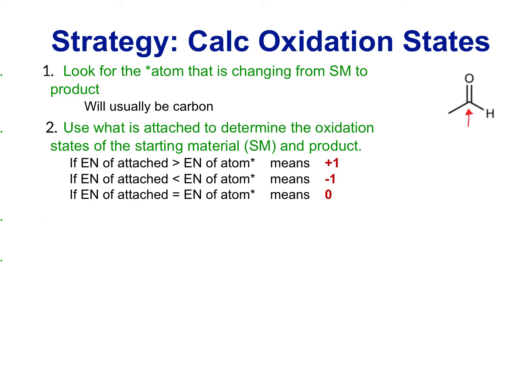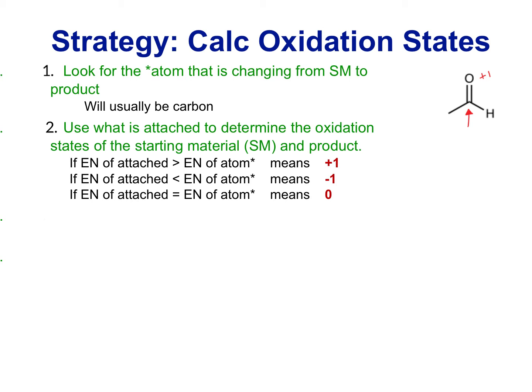All right, so let's look at the example. If we look at the carbon going up, we've got an oxygen. Is oxygen more or less electronegative than carbon? Right, it's more electronegative. So what number do we want to add to this part? We're going to say +1, right? Because it's more electronegative, meaning the carbon's going to be more positive. That's why plus.